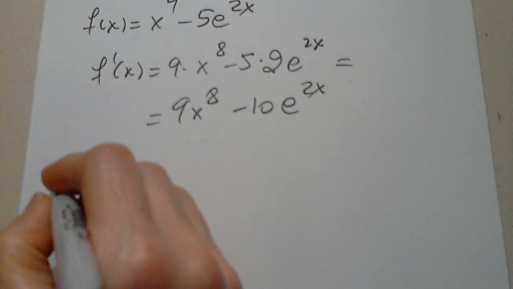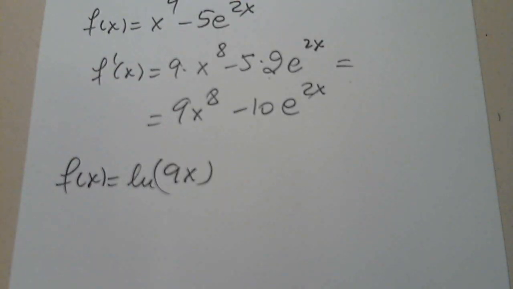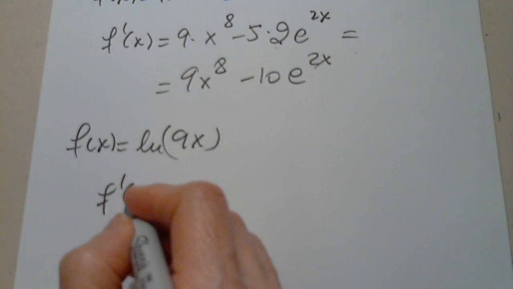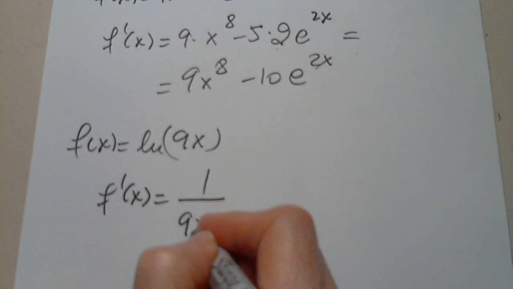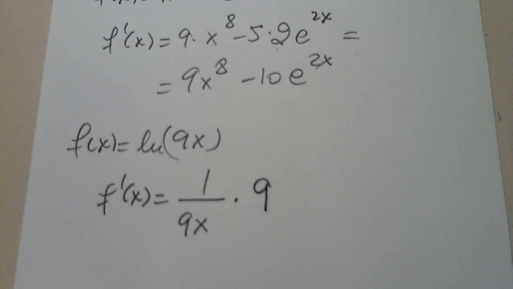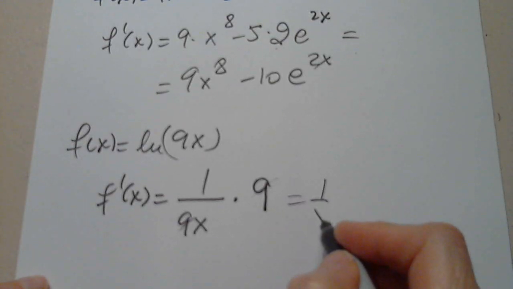Yes, of course. So f of x equals natural log of 9x. So natural log of a function, prime. So f prime of x equals 1 over the function times the inner function prime. We simplify the 9 and we get 1 over x.